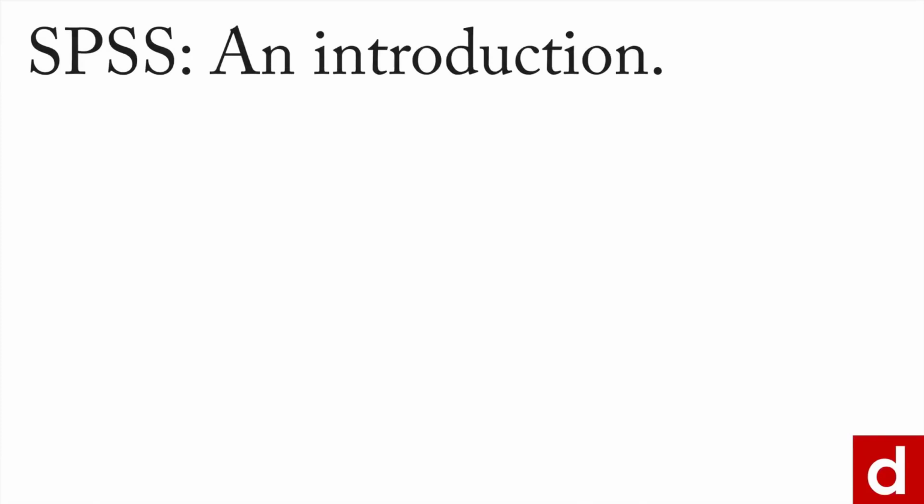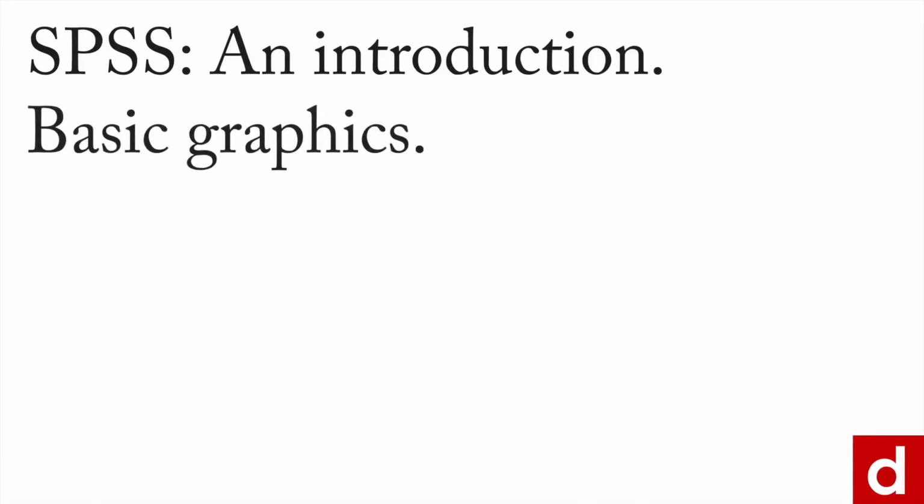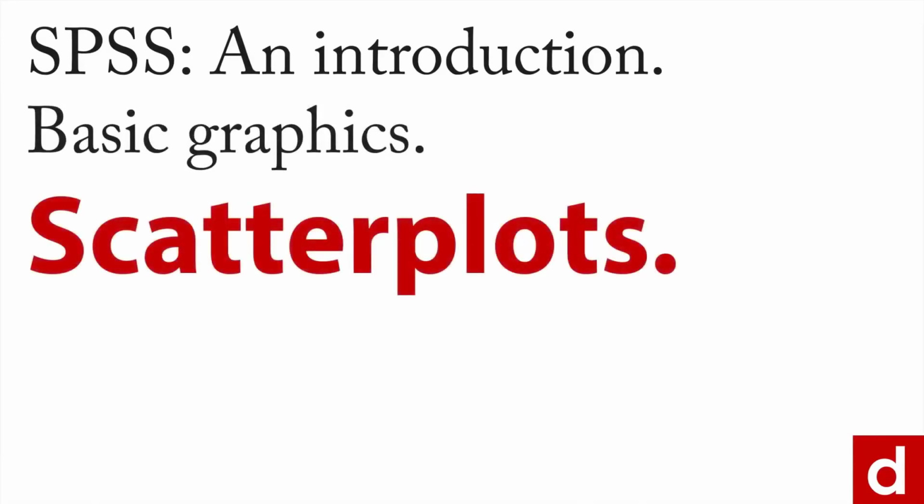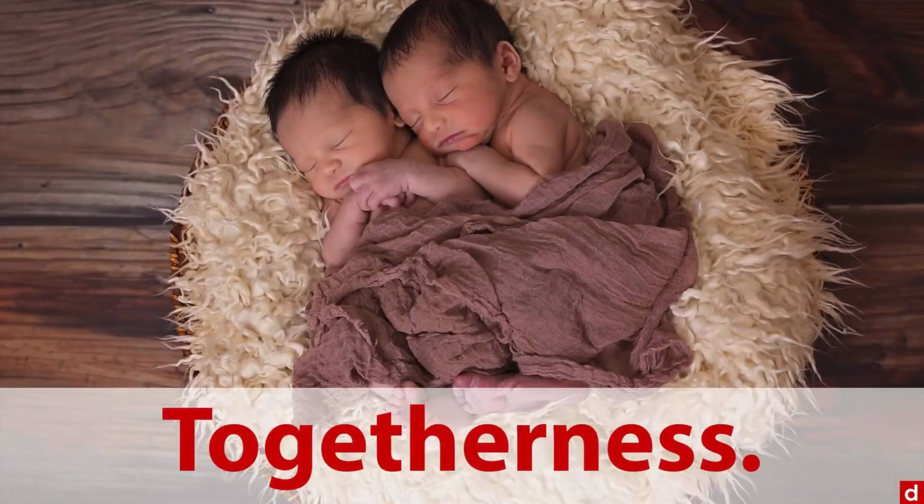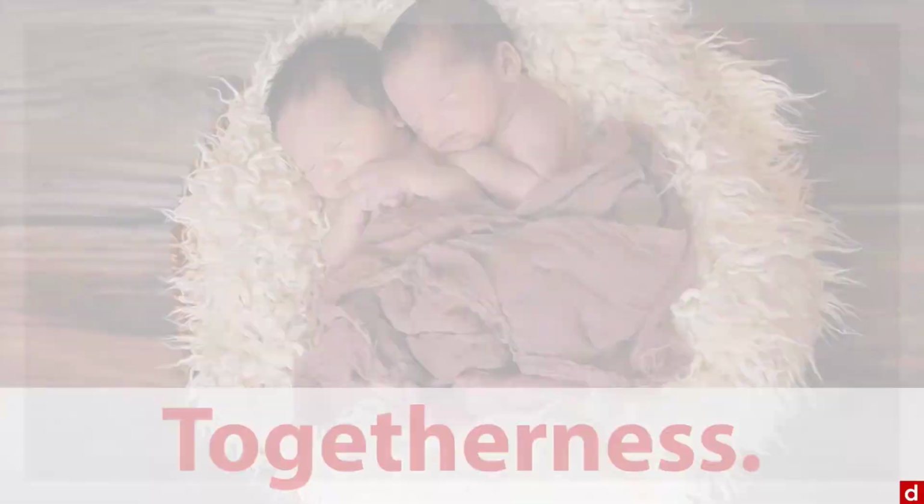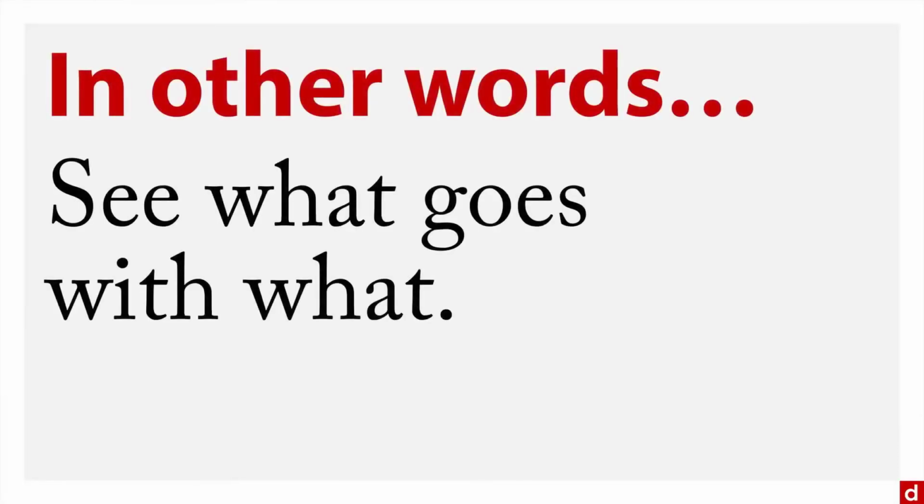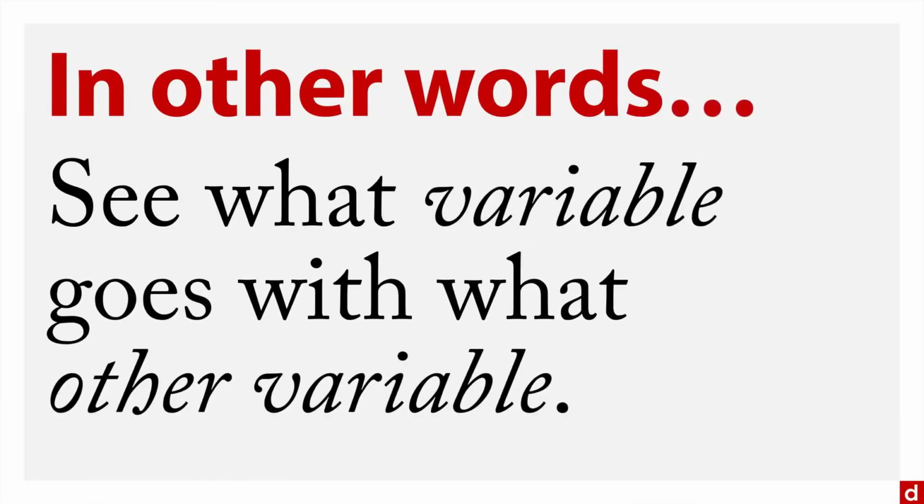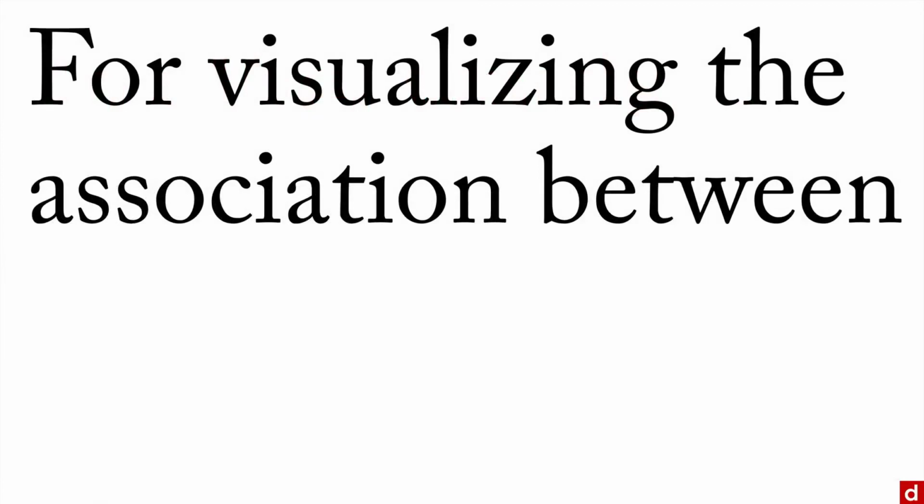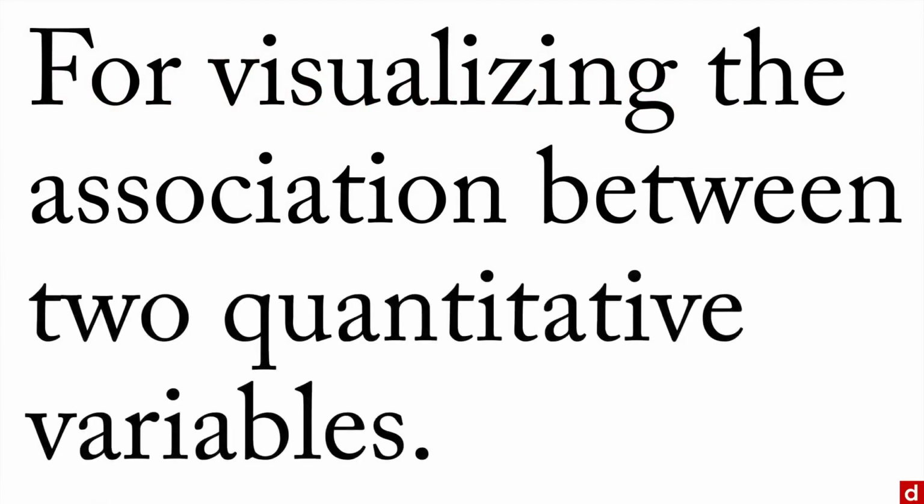As we continue SPSS Introduction and Basic Graphics, we should look at scatterplots, a very common method of looking at associations, or as I like to think, a way of assessing togetherness in data. In other words, you want to see what goes with what, or more specifically, what variable goes with what other variable. So scatterplots are a great way of visualizing the association between two quantitative variables.